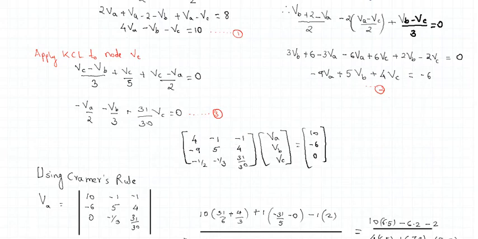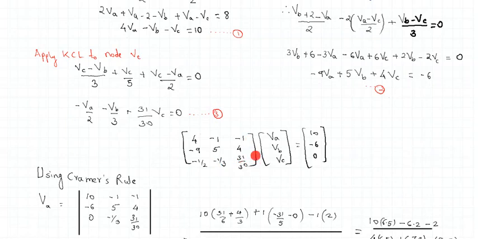Now look at your second equation. What are the coefficients here? The coefficients here are minus 9, 5 and 4. So that becomes the second row of the matrix: minus 9, 5, 4. From the third equation you get the third coefficients, which are minus 1 by 2, minus 1 by 3 and 31 by 30. So I have put it in the third row of the matrix.